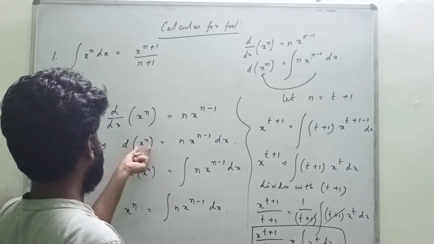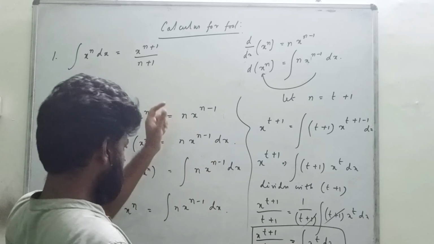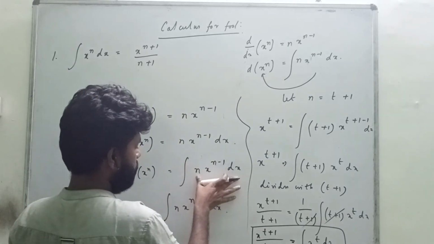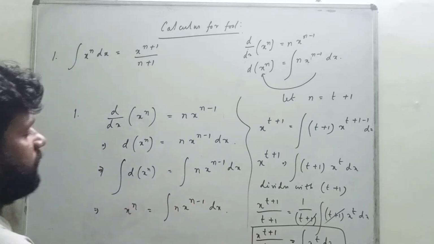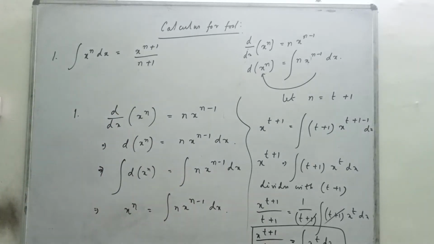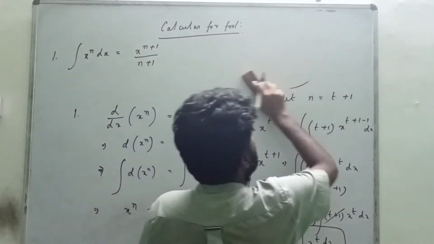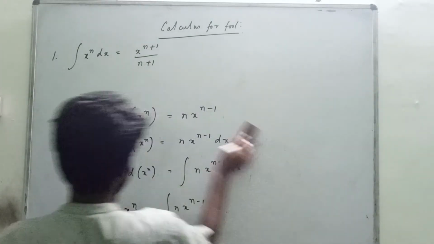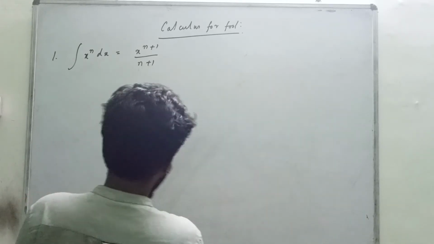If d operates on x power n, this is the value. Then the integral operating on these values will be x power n, just for the reverse case. Just for reverse. Okay, so this is the number 1 formula.